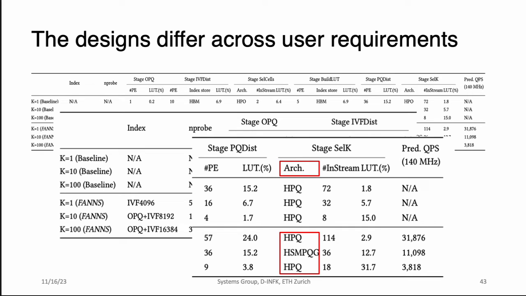And for the stages with different architecture options, such as the K selection stage, we offer 2 different options, and the accelerator picks different options to maximize the performance for different algorithm parameters. And eventually, we have the predicted queries per second as the throughput metric for different accelerators.